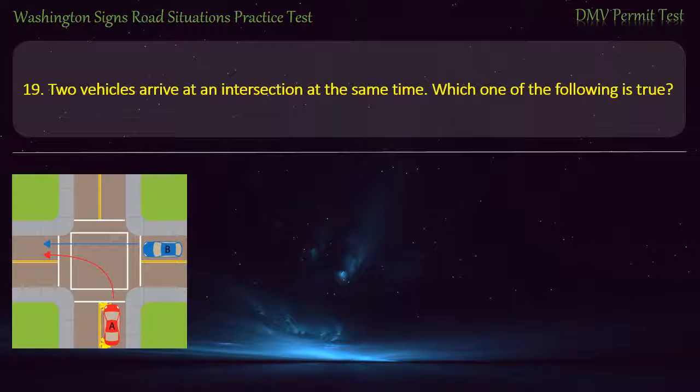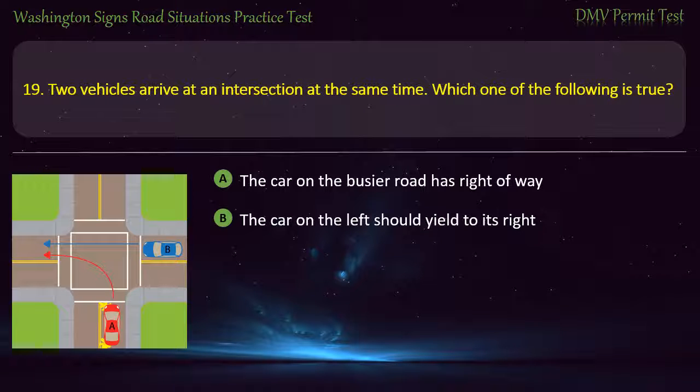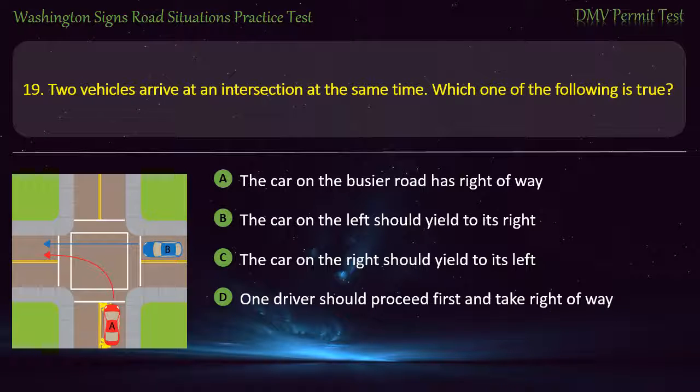Question 19. Two vehicles arrive at an intersection at the same time. Which one of the following is true? The car on the busier road has right of way. The car on the left should yield to its right. The car on the right should yield to its left. One driver should proceed first and take right of way. Answer. The car on the left should yield to its right.